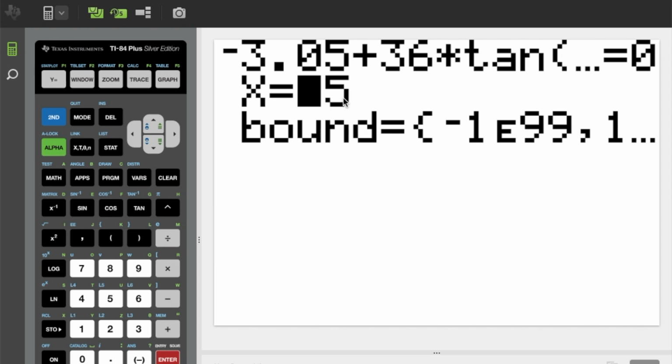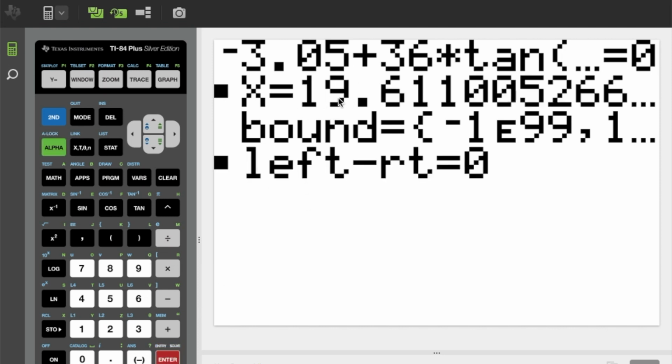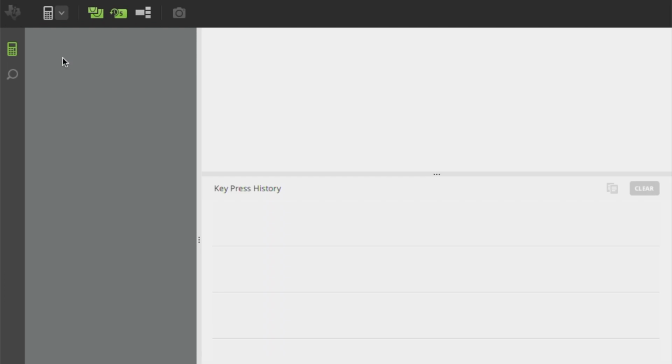Here we'll put in a guess. This is whatever x was stored as before. 15 sounds actually like a pretty reasonable guess. So let's go ahead and use that. So how we have to do this is, while we're hovered over this, we hit alpha and solve. And what this will do is it'll find the closest solution to this equation from 15. So it looks next to 15 until it finds the closest one, in this case 19.6. All right, let's head over to the other calculator now.